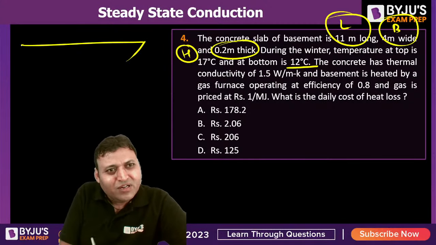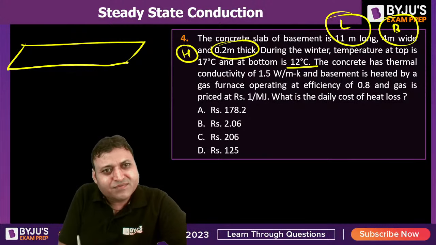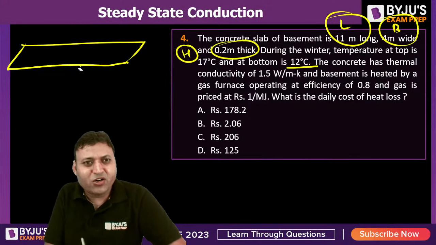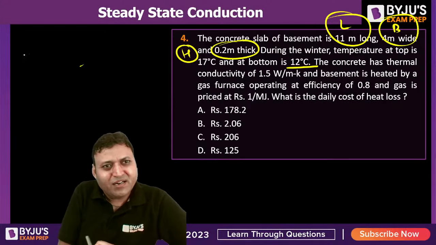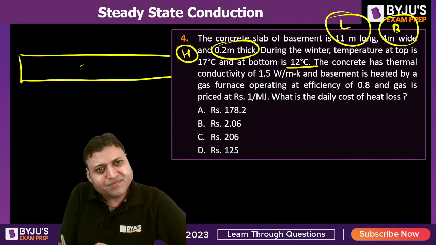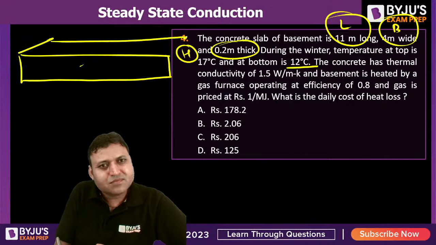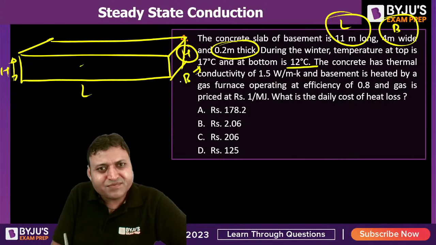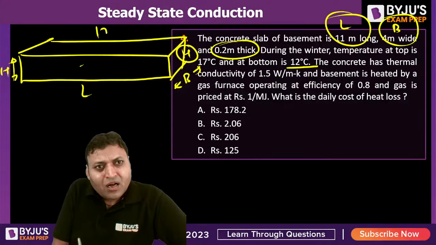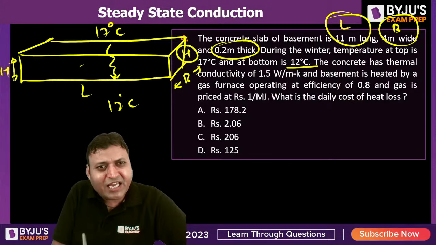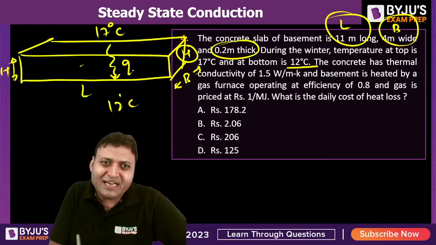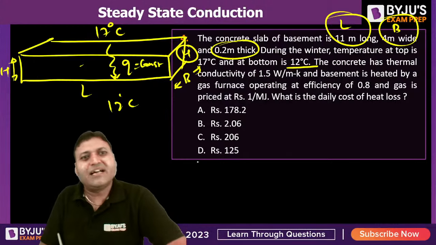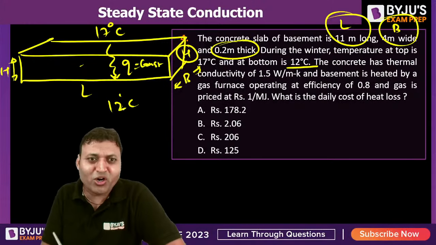If I draw the wall of the basement, it is, let us say, like this. This is the thickness or height, this is the length, and this is the width. This is 17 and this is 12 degrees Celsius. So the conduction is taking place from top to bottom. That is Q, which will remain constant. That is the direction of conduction from top to bottom.